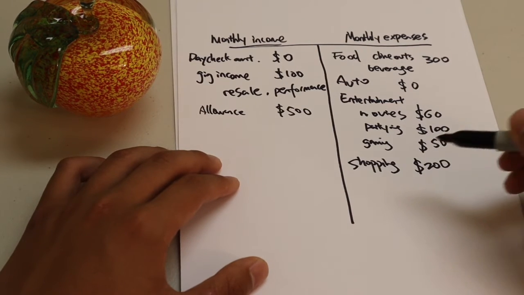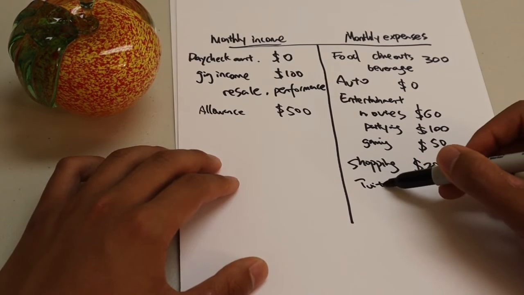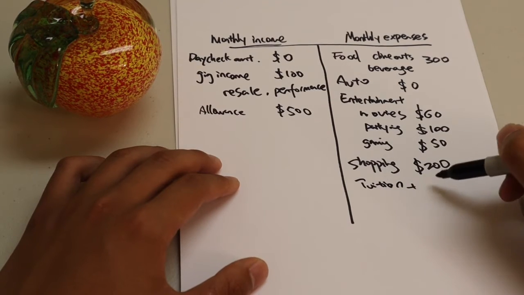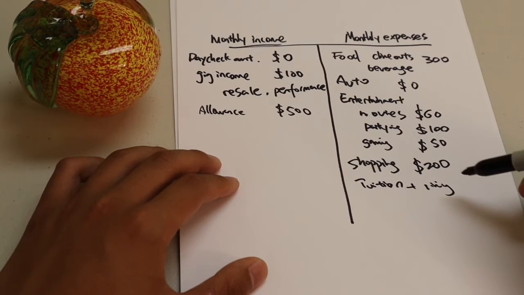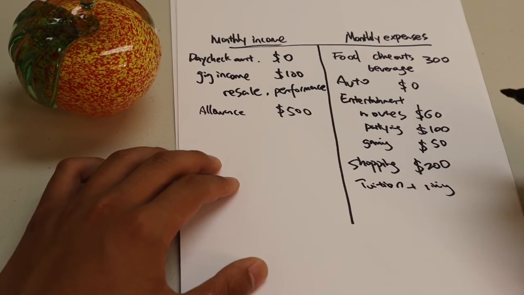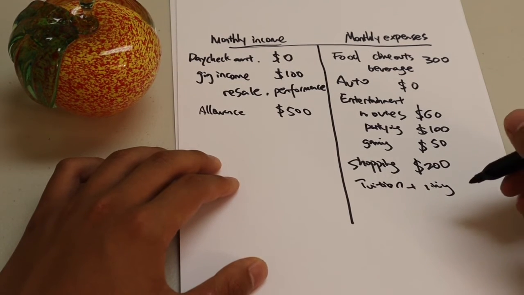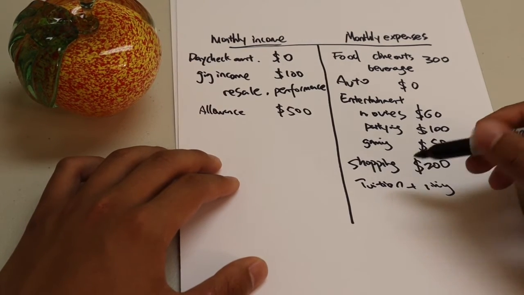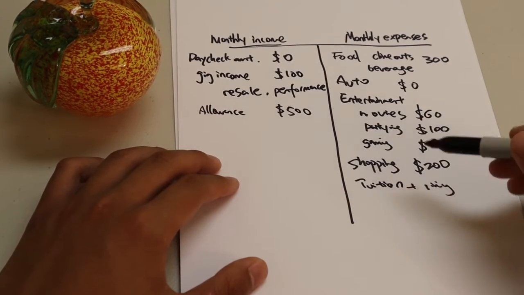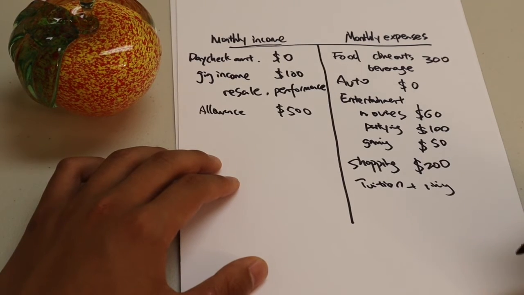And for college students, there are tuition and living expenses. These are all included in your college expenses, which we will talk about in the next video. But feel free to add any expenses or income that I haven't mentioned in this video.